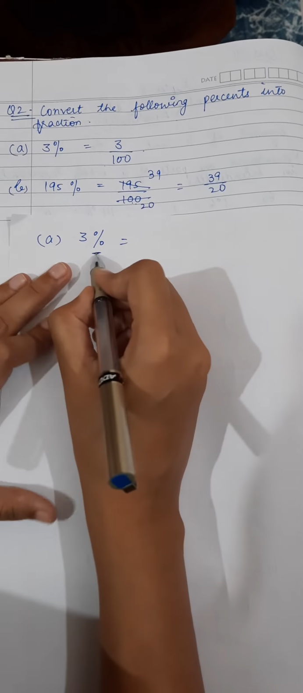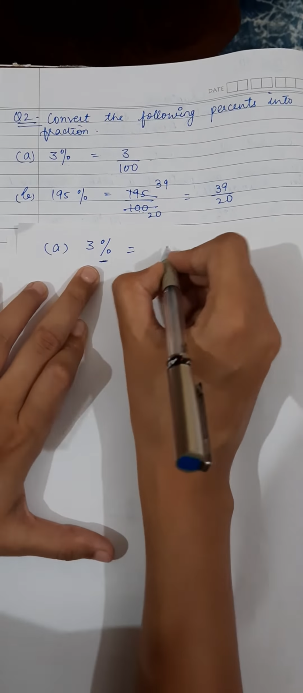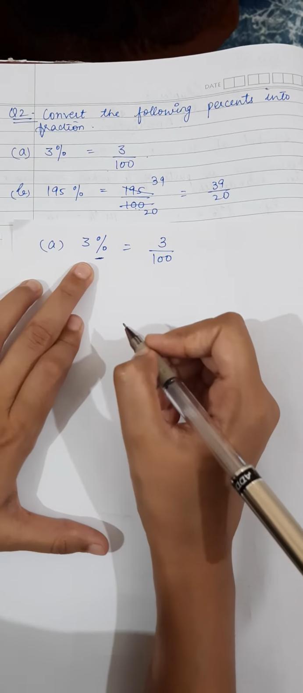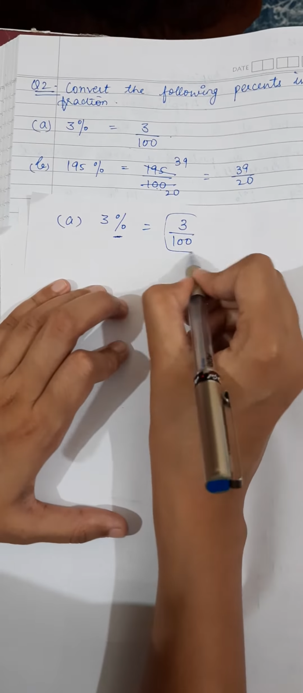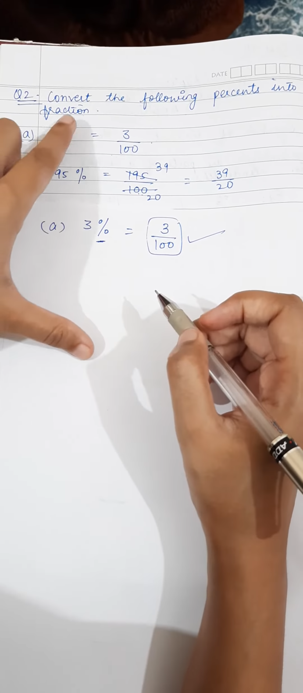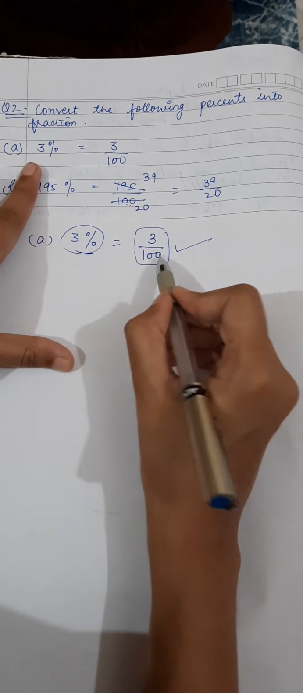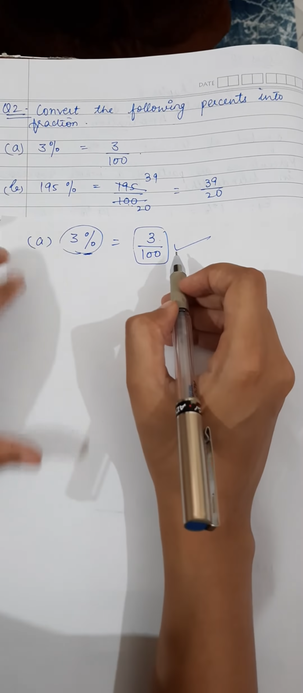Now let's start with the first one. 3%. The percentage sign is there. I have to remove the percentage sign. So this is going to be 3 upon 100. Now I can see that these both are not getting cancelled. So this is my final fraction. You just have to convert this into a fraction. 3 upon 100 is the fraction.